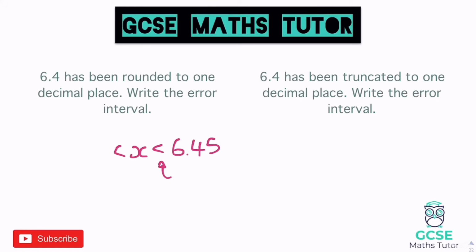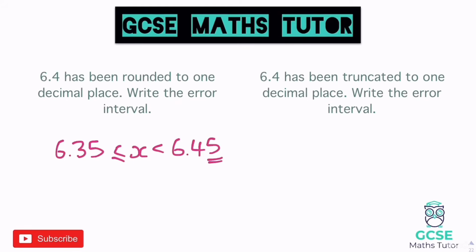Now what we did there is we added on this extra 0.05, and all we're going to do for the smaller one is take that away. So it would be 6.35. But it can actually be equal to 6.35, so I'm going to add my little equal to symbol on my inequality just there. So it can always be equal to that lower bound, because that would in fact round to 6.4 if we rounded it to one decimal place.